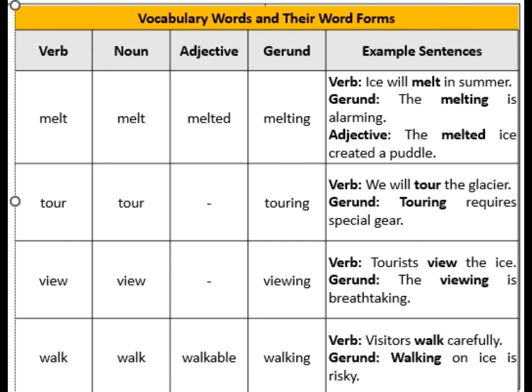For tour, we have the verb: we will tour the glacier, and the gerund: touring requires special gear. This table shows you how changing a word's form changes its function in a sentence. This is exactly what you will need to do in your O-Level listening examination.